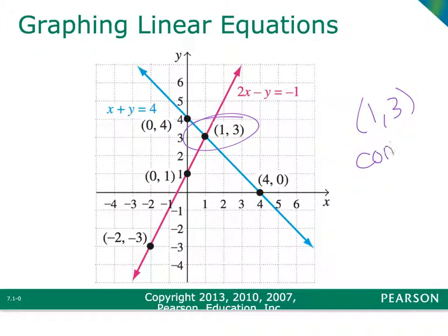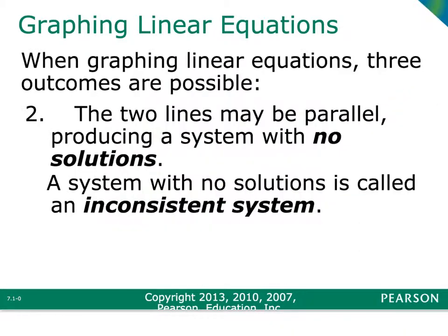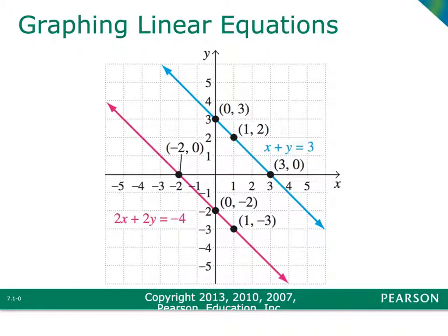is consistent. You can also run into a situation where the lines do not cross each other at all. If the lines do not cross each other at all, there's no solution, and this would be considered an inconsistent system. When you go to graph the equations, they're going to look like two parallel lines that never touch. So if they don't touch, there is no solution. If there's no solution, the system is called inconsistent.